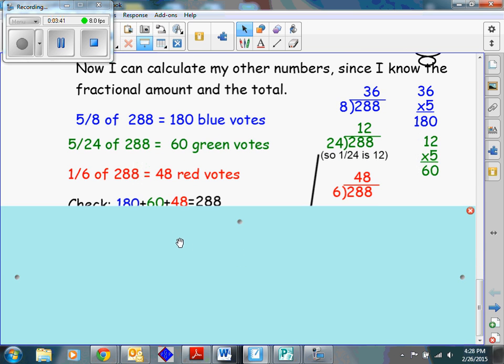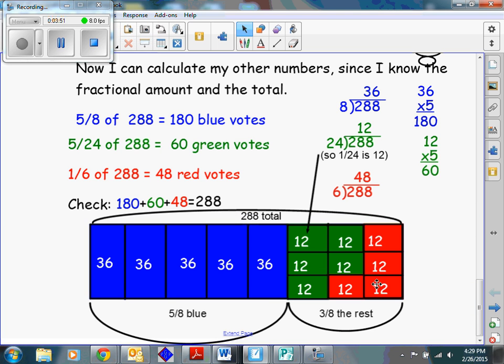And so I checked it by adding up 180, 60, and 48, and I got 288, which is what I thought the total was. My diagram here shows that I have 12 as a unit fraction, and this is 3/12, so that's 36, and this all equals 288. 5/8 blue, 5/24 green, and 4/24 or 1/6 red. I hope that helps a little.